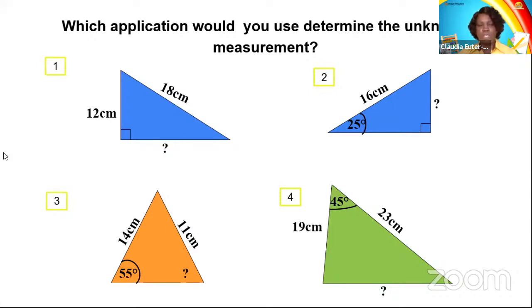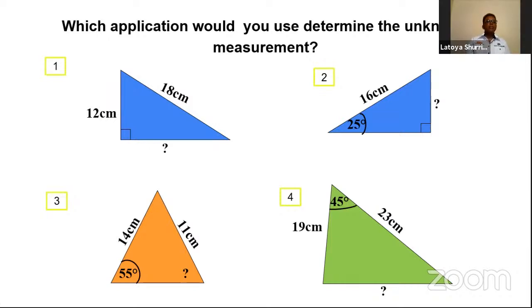So you have four images, they're all triangles, different types of triangles, and you're going to type in the chat, and I want all the answers at once. So before you start typing, look at all four of them, and then you're going to put your response in the chat, and then we are going to go through and see if your answers are correct. So how would you determine the unknown measurement?